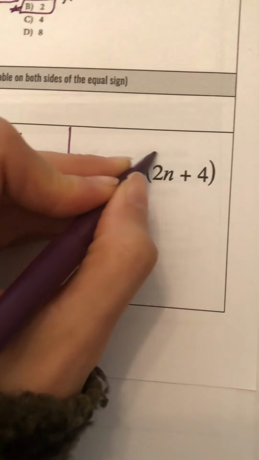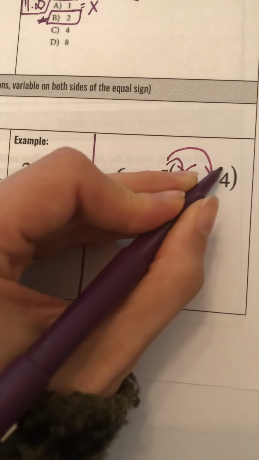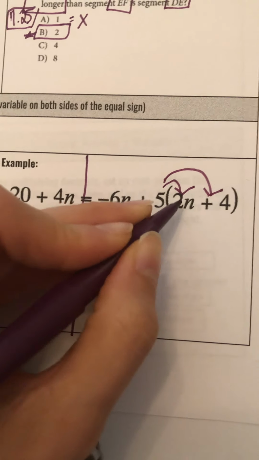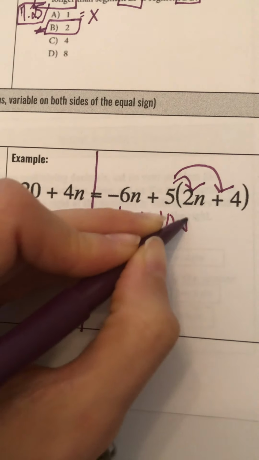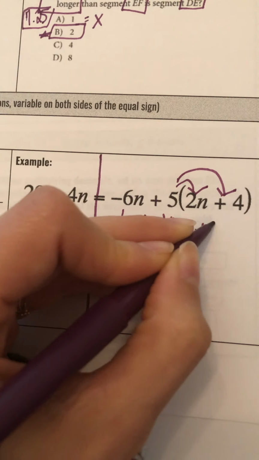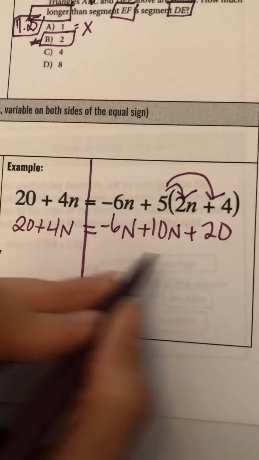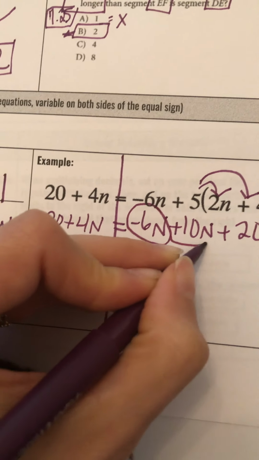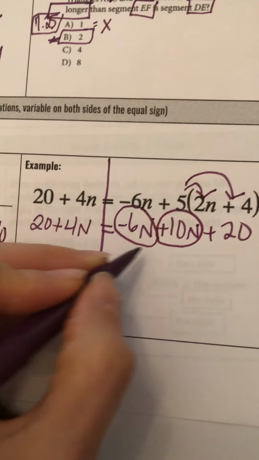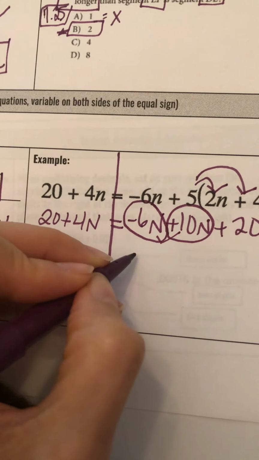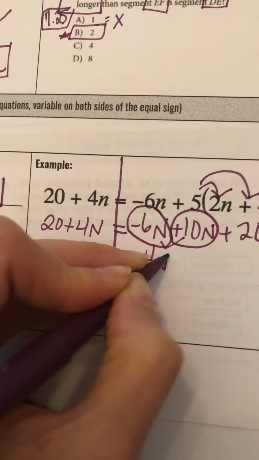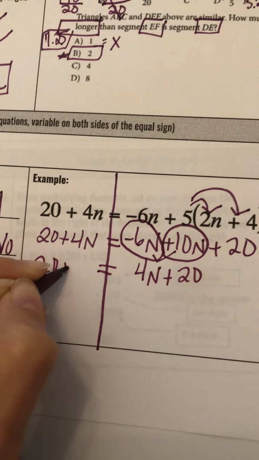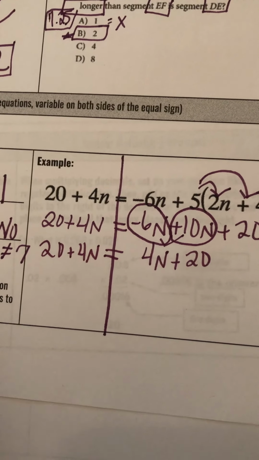On the right, I do need to distribute, so I need to distribute the positive 5 to the 2n and the positive 5 to the positive 4. So negative 6n, 5 times 2n is a positive 10n, 5 times 4 is 20, so I'm going to add a positive 20. I still need to combine like terms on my right side, so I need to combine the negative 6n and my positive 10n. So negative 6n plus positive 10n gets me positive 4n. Drop down my positive 20. That equals 20 plus 4n on the left.